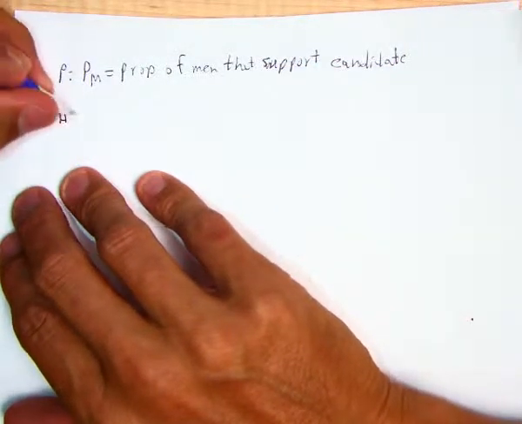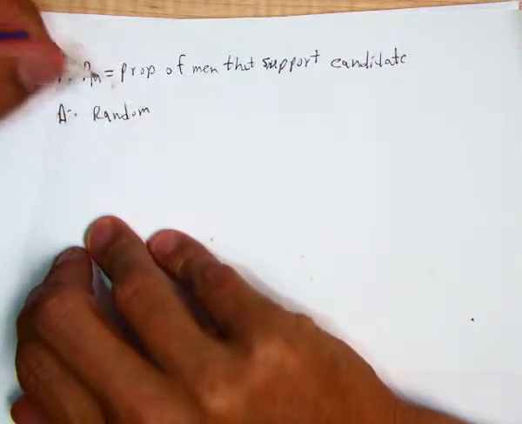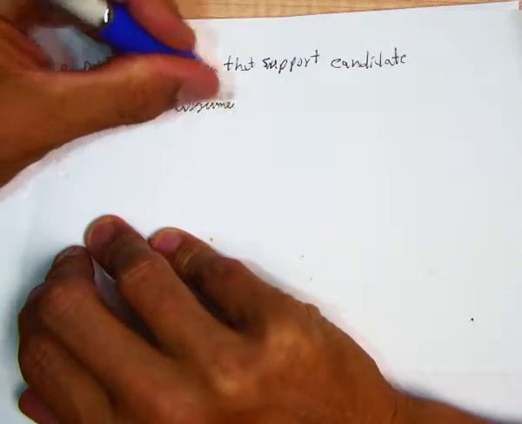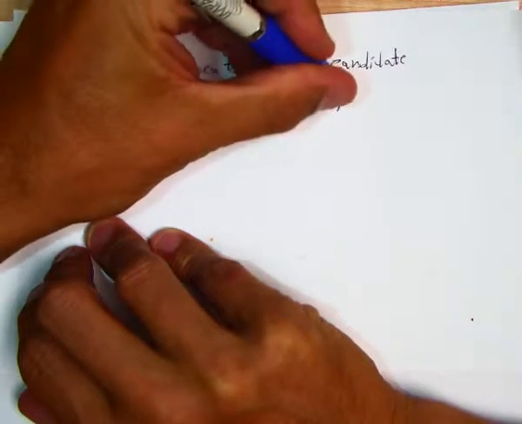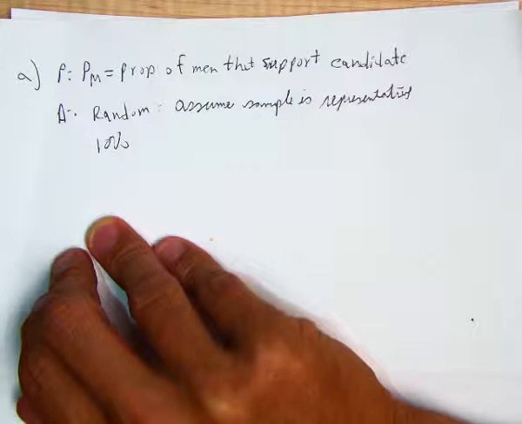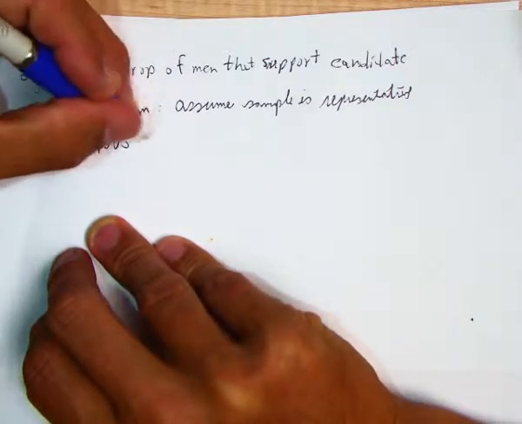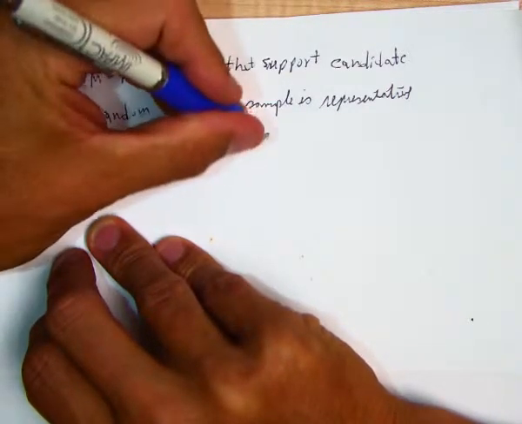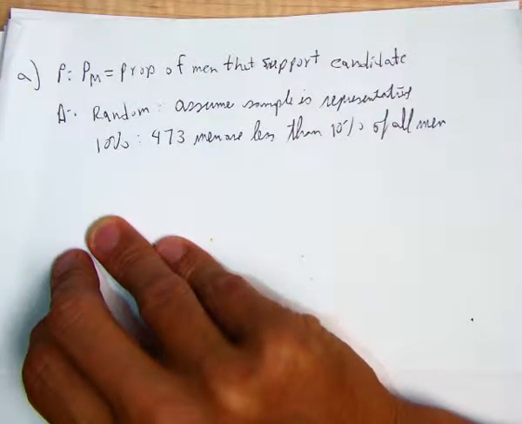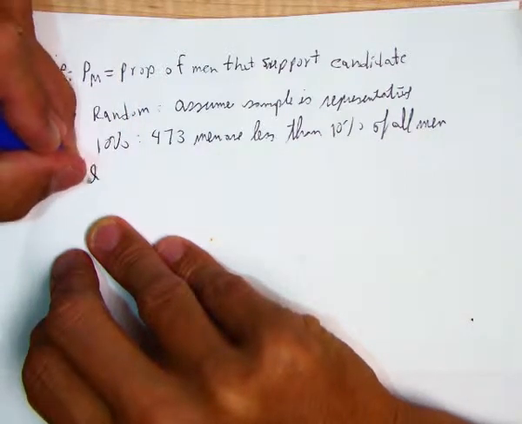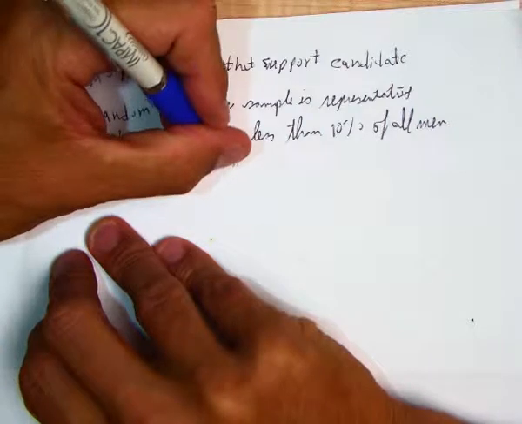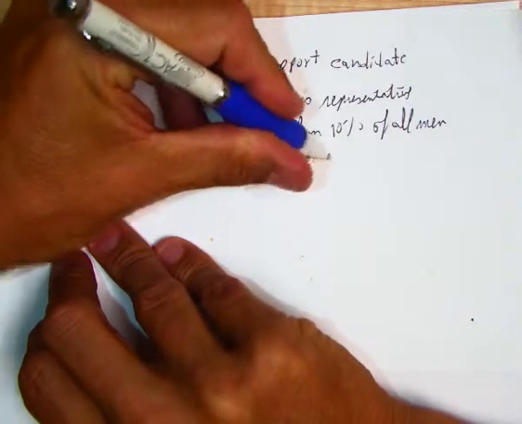Okay. The assumptions and conditions. First one is random. It does not say that the sample is random, so we're going to assume that the sample is representative. Okay, the 10% condition. In this case, we're talking about men. So 473 men are less than 10% of all men. Then we have independence. Each male's response was independent.